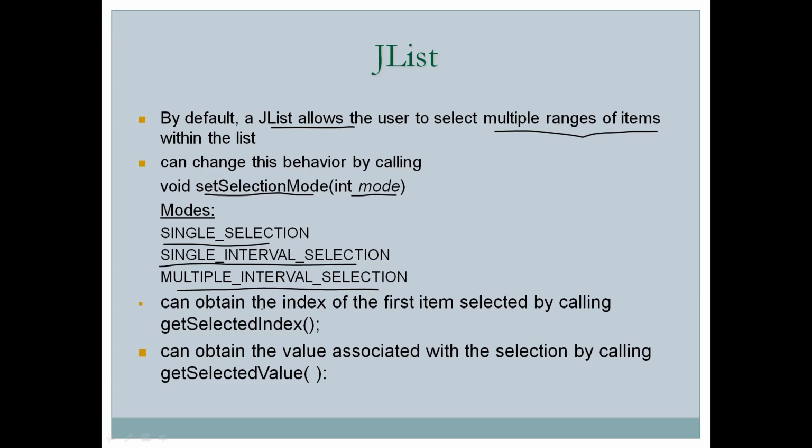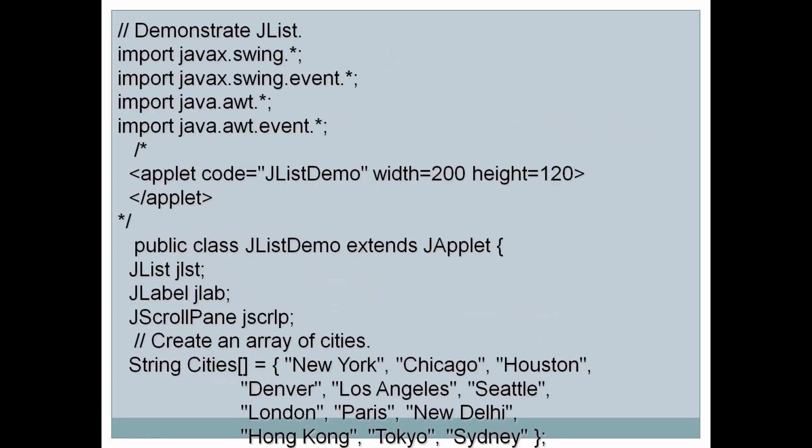And we can obtain the index of the first item selected by calling getSelectedIndex. If we want to know which is the first item selected in the range, we can use getSelectedIndex, and can also obtain the value associated with the selection by calling getSelectedValue. If you want to know the index position, that is the position of an item selected, we can use getSelectedIndex. If we need the value itself, then the method getSelectedValue can be used. Okay, let us go through an example to understand this.